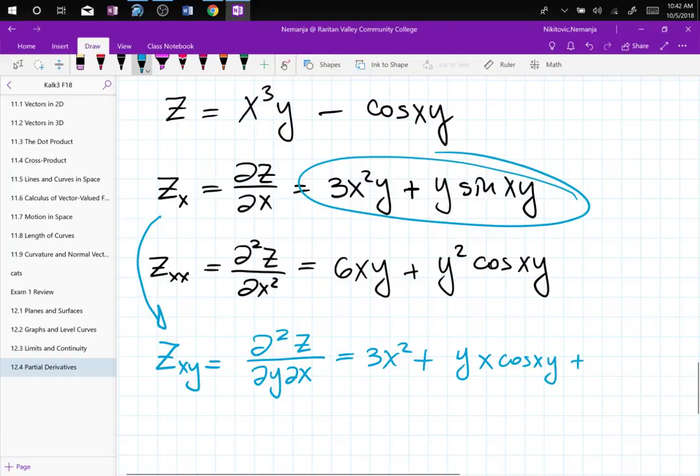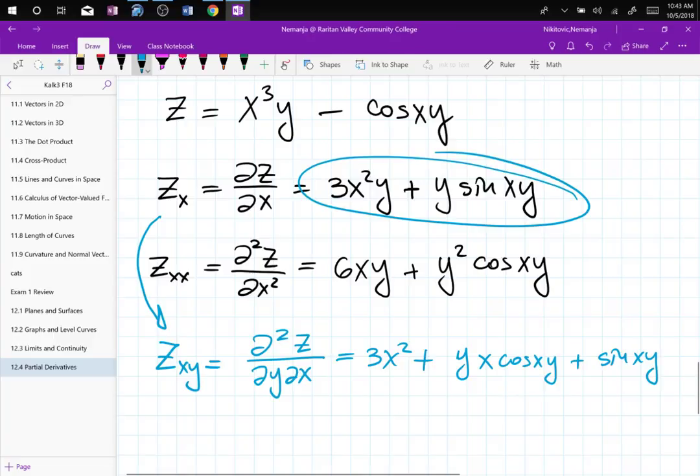Plus copy the second, and derivative of the first. And there it is. So this is the mixed partial derivative that we have.